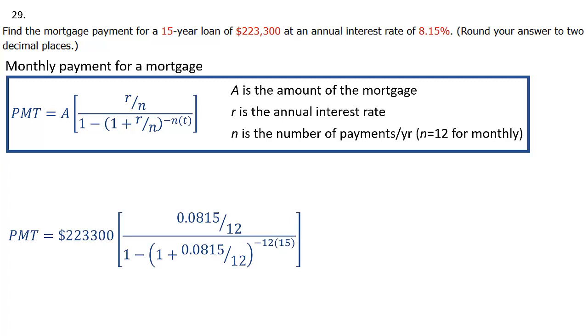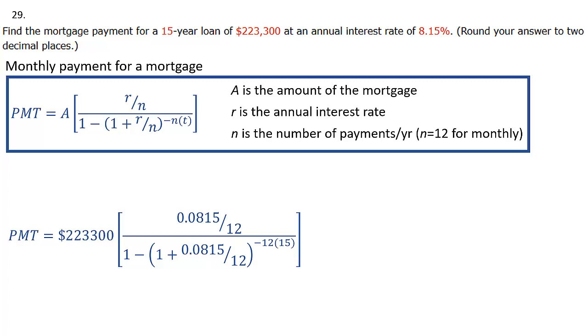A is $223,300. The interest rate as a decimal is 0.0815. It's monthly, so N is 12, and we're doing it for 15 years, so T is 15. Remember, you need to do 2 things when you have a problem with a fraction within a fraction and an exponent that needs multiplying out.